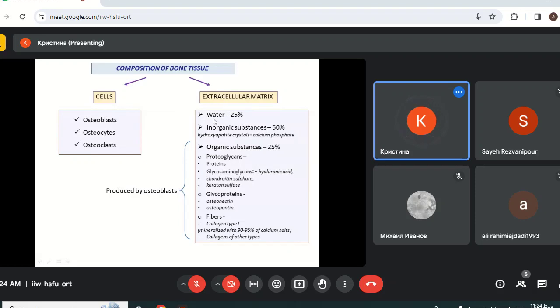So all the organic substances which we have in the extracellular matrix of the bone tissue are produced by osteoblasts, such as collagen fibers of collagen type 1, proteoglycans, and glycoproteins. All these substances are produced by osteoblasts.